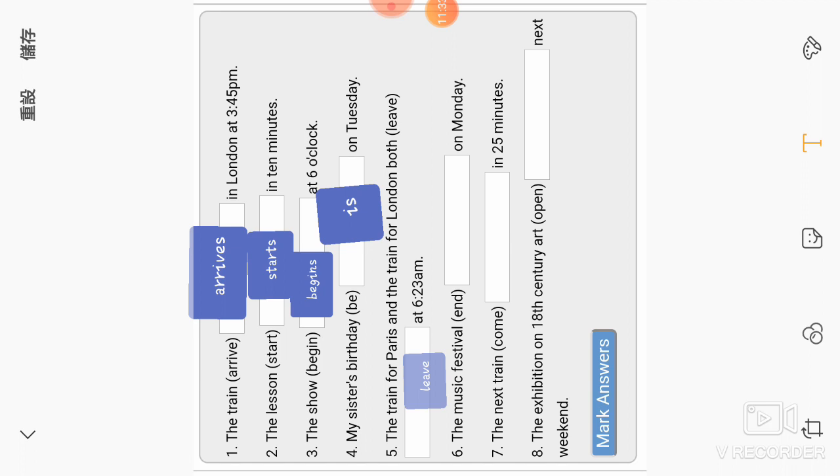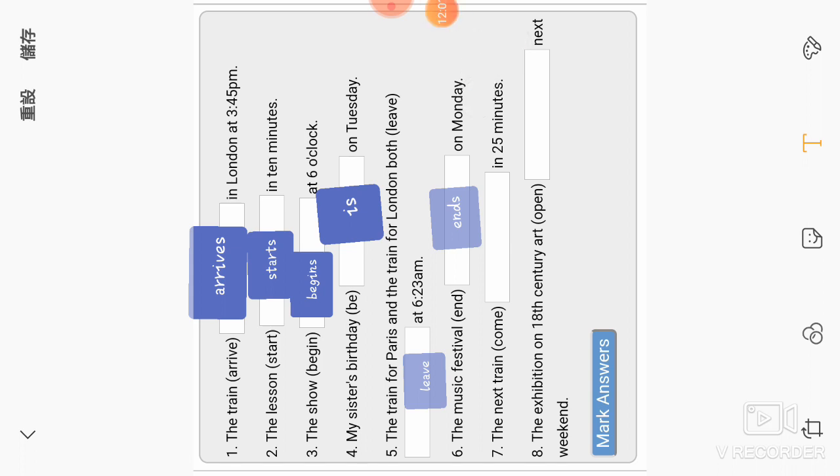Number 6, the music festival end on Monday. Easy, right? So it's just similar to the sentences in question 1, 2, and 3. So you put an S there. Number 7, similar. The next train come in 25 minutes. So you say the next train comes in 25 minutes.